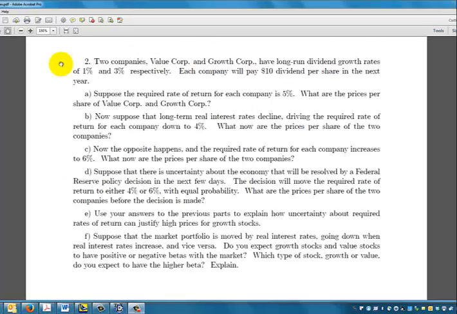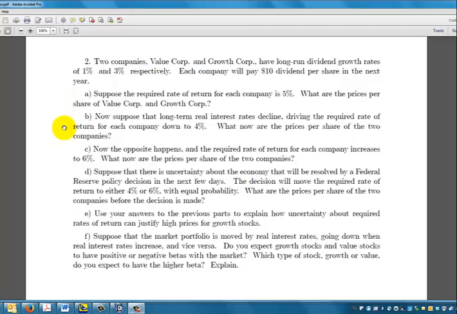Question 2 is a valuation question, an equity valuation question, looking at uncertainty about interest rates. So we're going to have two companies, Value Corporation and Growth Corporation, which should obviously stand for value and growth stocks in general, and they have different long-run dividend growth rates, G in the Gordon growth model. The Value Corp has 1% growth, Growth Corp has 3% growth, and they both have the same initial dividend per share forward-looking. So part A says if the required rate of return for each company is 5%, what are the prices per share of these two companies?